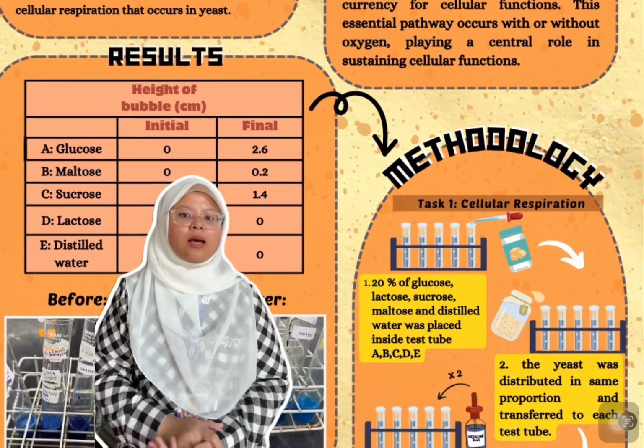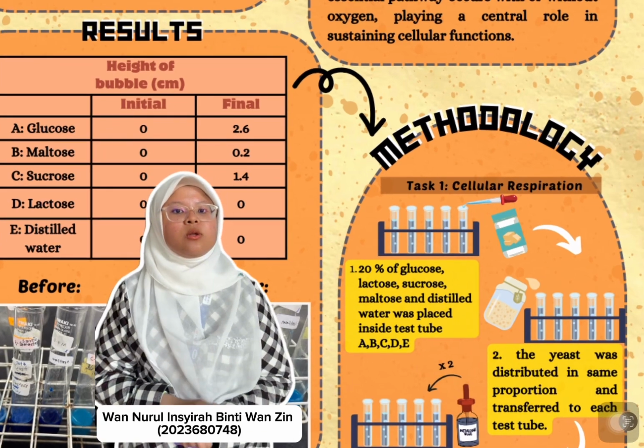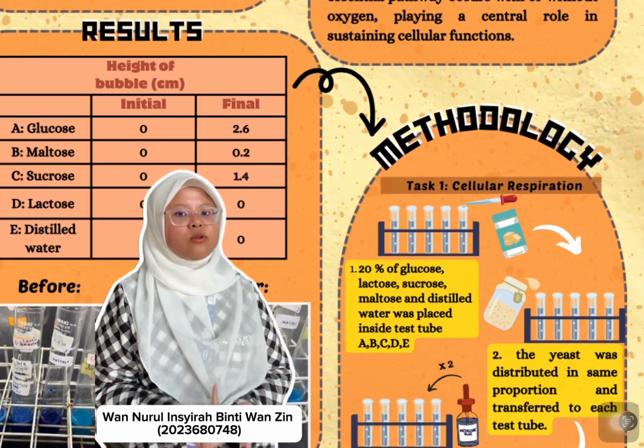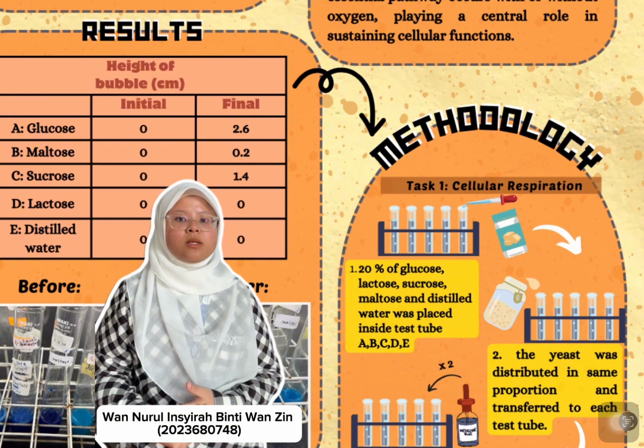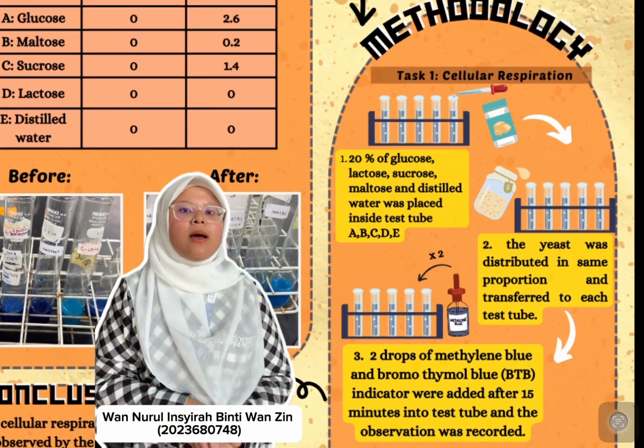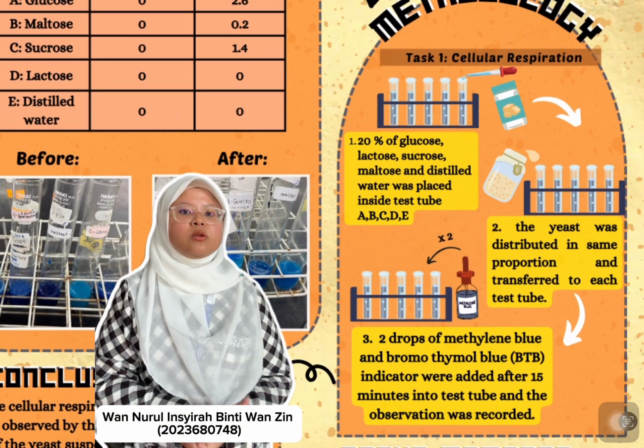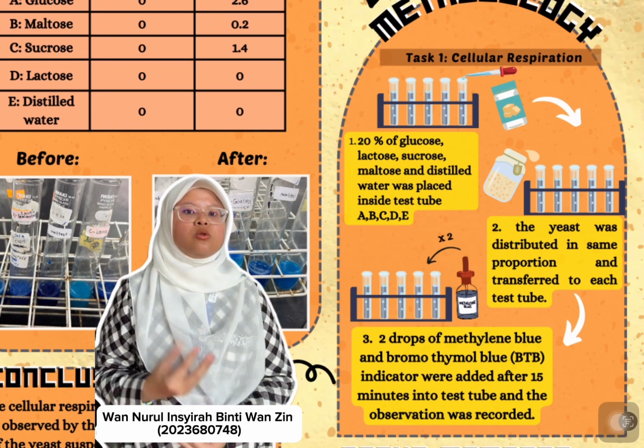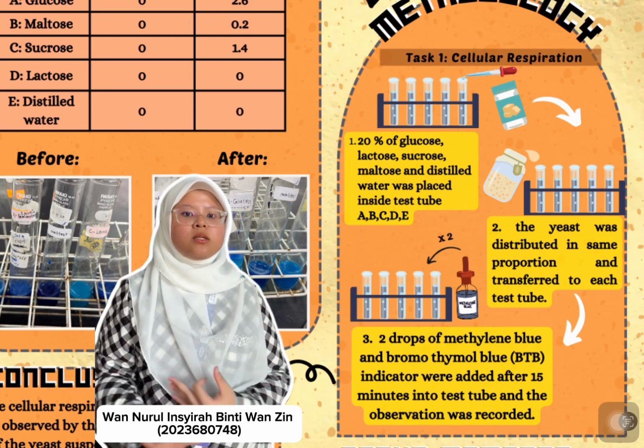For the cellular respiration experiment, we use 20% glucose, lactose, sucrose, and maltose in different test tubes that have some distribution of the yeast. And after 15 minutes, we use methylene blue as an indicator to record and observe the changes further.